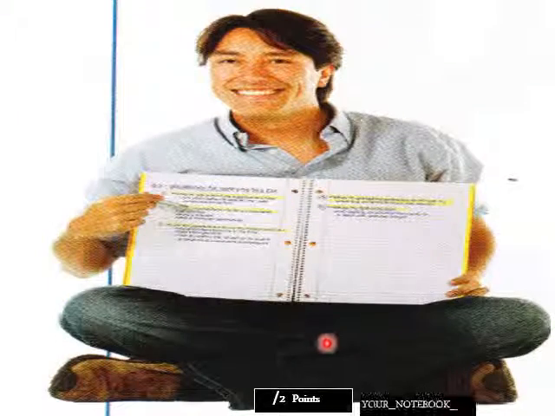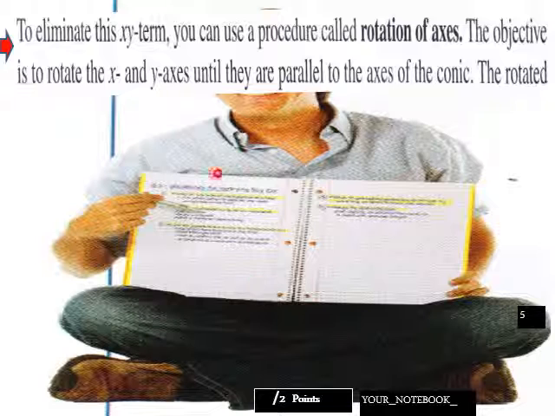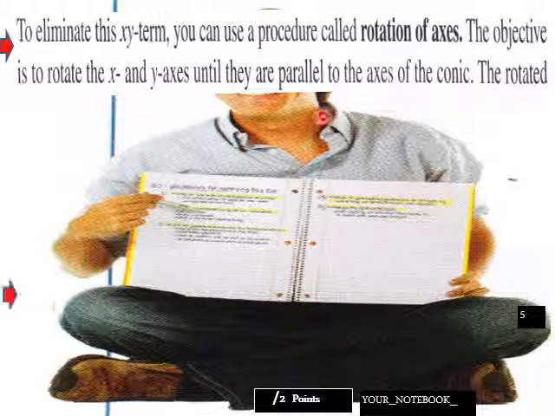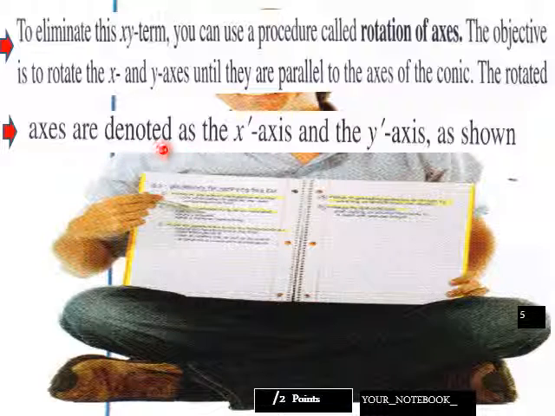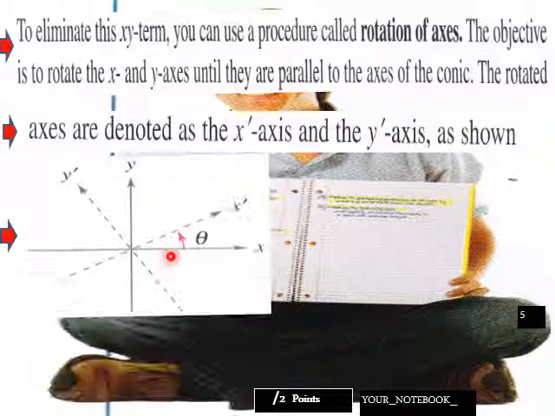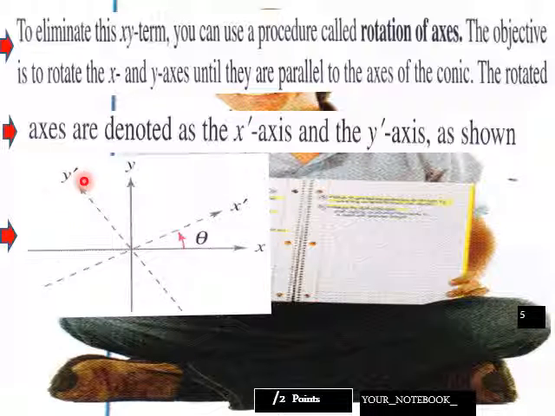So for an xy term, to eliminate this xy term, you can use a procedure called the rotation of axes. The objective is to rotate the x and y axes until they are parallel to the axes of the conic. The rotated axes are denoted as the x prime axis and the y prime axis as shown. So here our y prime would be here, and then our x prime would be here. Here I have a differentiation here of theta.